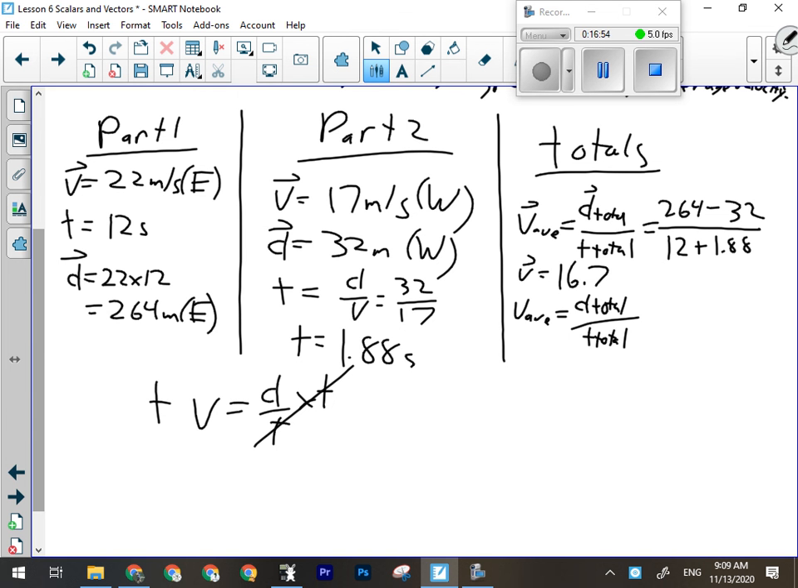What are my units? Meters per second. And what's my direction? Okay, this was the bigger, right? Like I went 264 east, I came back 32 west, I still end up east. So that's going to be east. 16.7 meters per second east is my velocity.